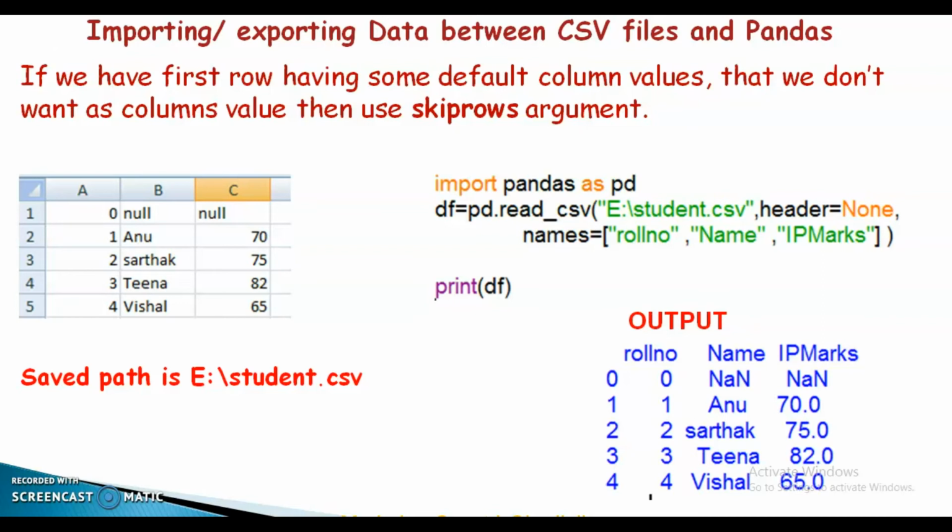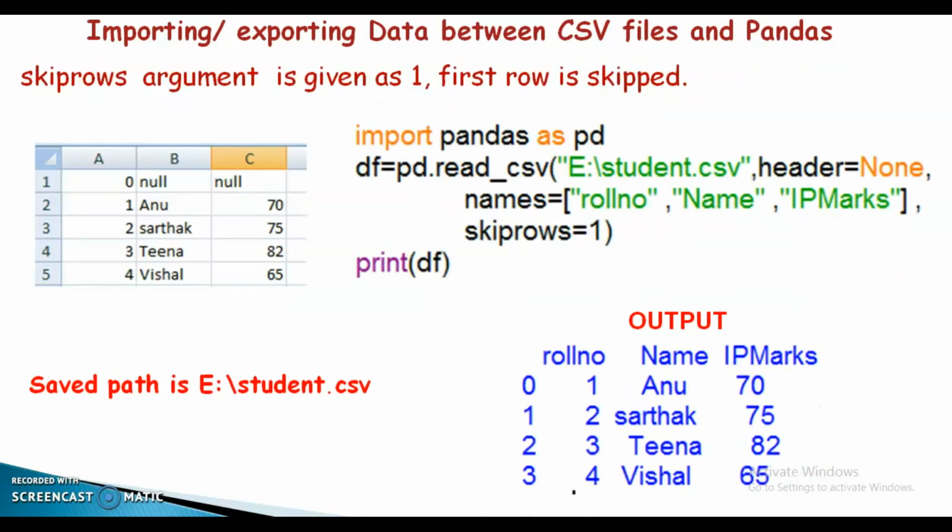For that we can use which argument? Skiprows argument. Check this one, skiprows. Here you can see we use this skiprows argument equal to 1. Then the first row will be deleted. Here the first row is 0, null, null. That row will be deleted by using the skiprows argument equal to 1. The first row is skipped from that particular data frame. Okay, clear this one?